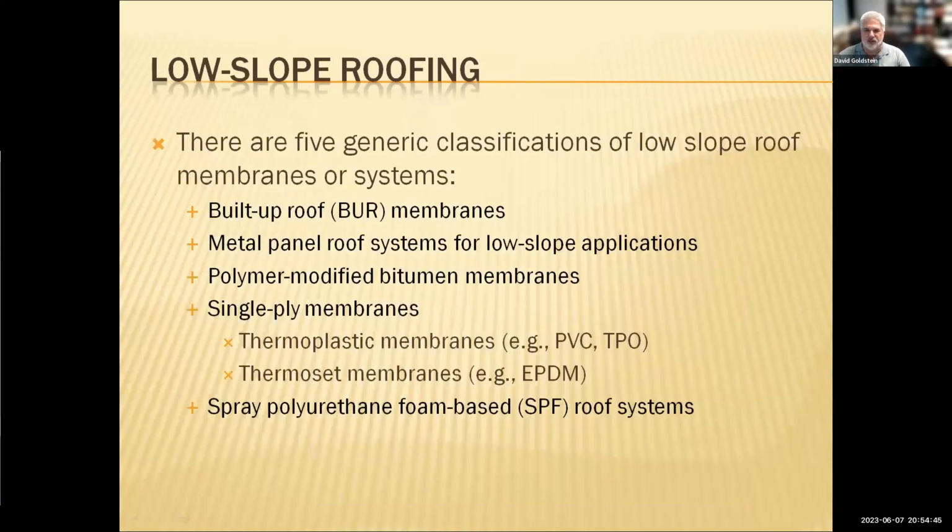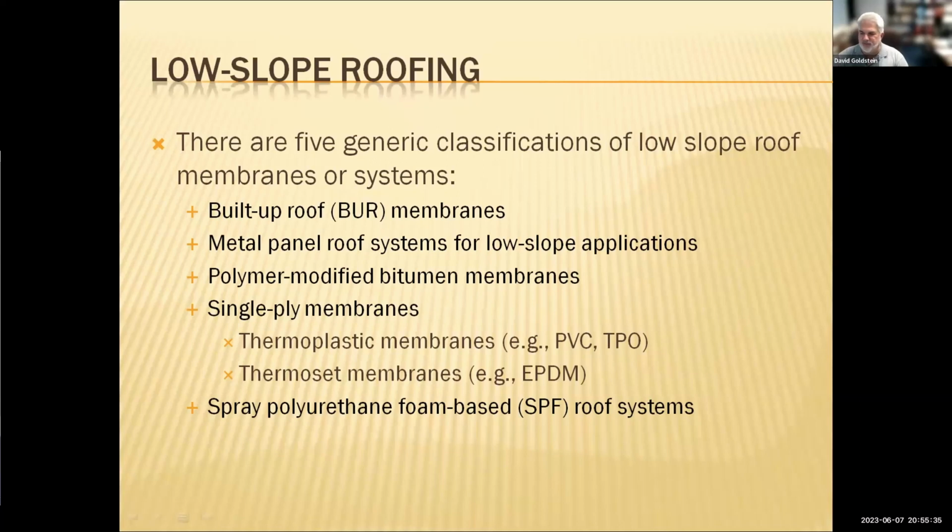Hollis asked me to talk about low slope roofing, so we're going to talk about that. We're going to talk about a little bit of flat roofing material, but you have 5 generic classifications of what is considered low slope roofing. You have built up roof membranes, metal panels, polymer modified bitumen membranes, and a ton of single ply membranes that go the gamut from PVC and TPOs, which are considered a subset of thermoplastics.